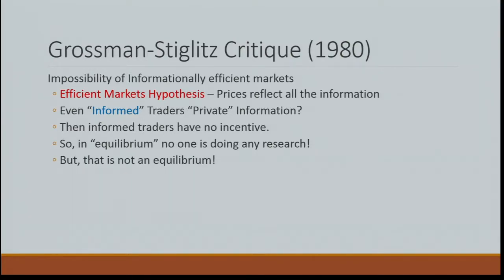But that's not an equilibrium, because at least one guy will figure that if I do some more research, I can benefit a lot. So in the information economy, the Walrasian equilibrium is fine, but this efficient market hypothesis is actually invalid. That the price reflects all the information, that is wrong.